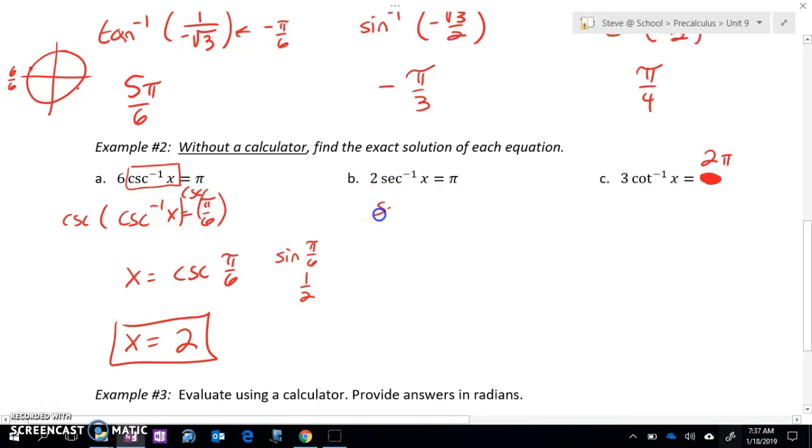Over here, we have secant inverse of x equals pi over 2. Secant both sides, we get x is equal to the secant of pi over 2. Secant goes with cosine. So if I do secant with cosine, I need to know the cosine of pi over 2. So the cosine of pi over 2 is 0. Well, when you flip a 0, you get undefined.